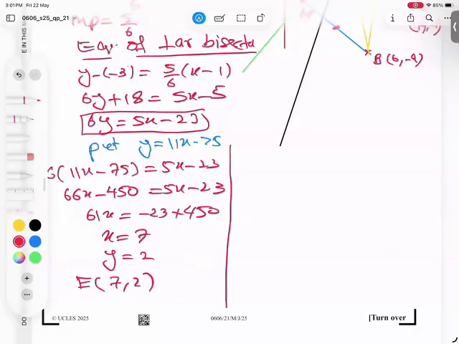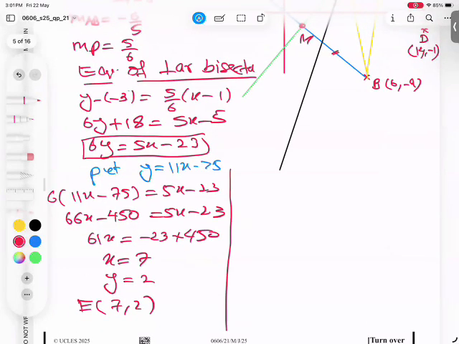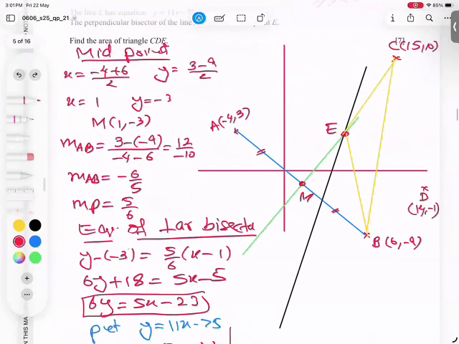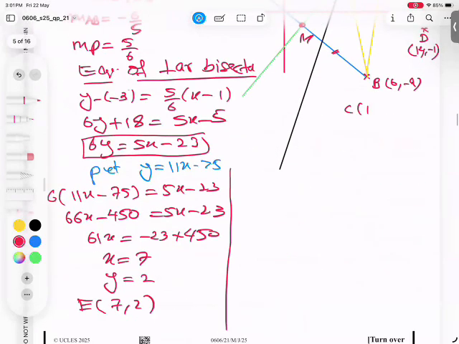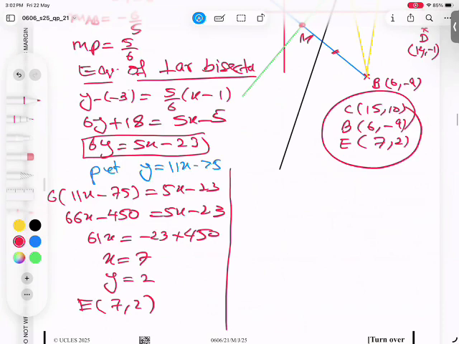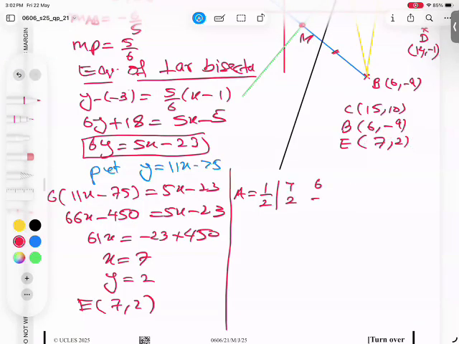And we have a formula. What is the formula to find the area of a triangle? Let me write all the coordinates. B I have, E I have. And what are the coordinates of C? C is 15, 10. B is 6, negative 9. And E is 7, 2. I can start from any one point. So what is the area formula? Half modulus. I can start from any. Let's start from 7, 2. 7 up, 2 down, 6 up, negative 9 down. Okay. Now 15 up and 10 down, and 7 up and 2 down.